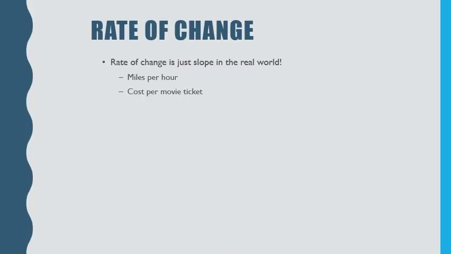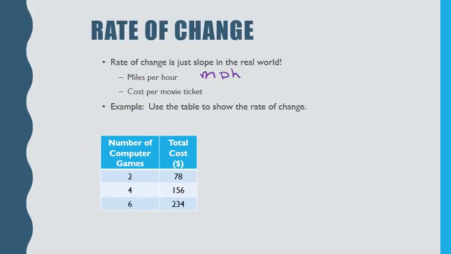Now, slope in the real world is just called rate of change. So the rate of change is just slope in the real world. So miles per hour, cost per movie ticket, all of those are examples of slope in the real world. And we usually put it down to one thing. So we're going to use the table here to find the rate of change.